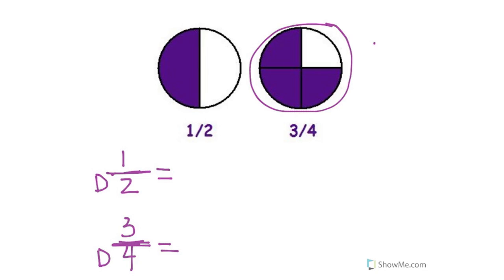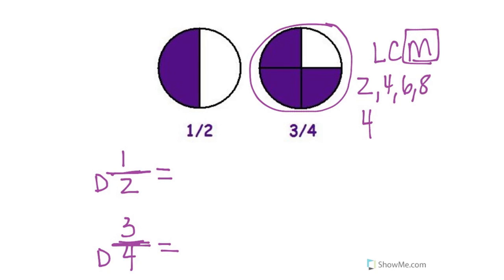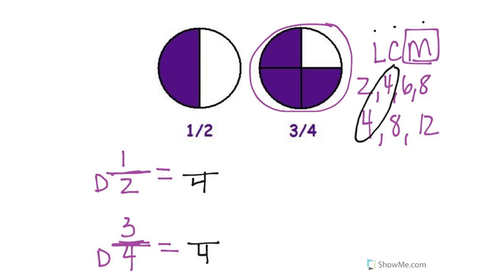Now, what I'm going to do is I'm going to find the least common multiple. All right, my denominator is 2 and my denominator is 4. So let's do the multiples. Let's do the multiples of 2: 2, 4, 6, 8. Let's do the multiples of 4: 4, 8, 12. And I can keep going. But if you notice here, they both have 4 as the least common multiple. Okay, so I'm going to use 4. That way my denominators are the same now.